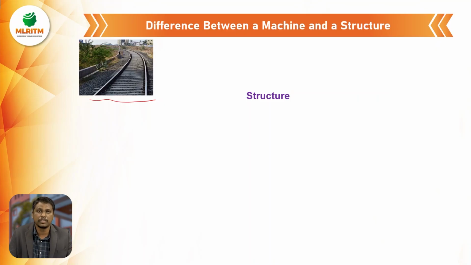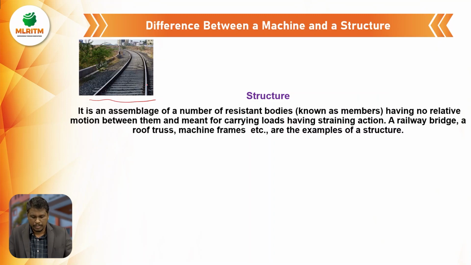That comes under the structure, but it can split the force equally to all the places. The train track is an example. It is an assemblage of a number of rigid bodies, or members, having no relative motion between them. Already I said no relative motion happens in a structure, which carries loads with straining action. Railway bridges, roof trusses and machine frames are examples of structures.